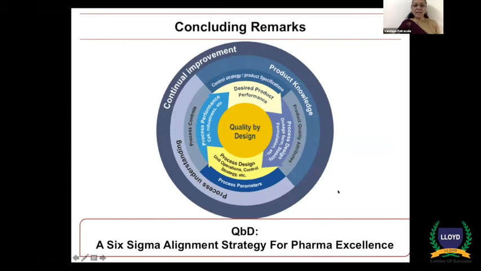So I would like to say that by giving these two examples, there is enough evidence that if you develop your products using a quality by design approach, you can achieve 6 Sigma. So QbD is nothing but a 6 Sigma alignment strategy for pharma excellence. So my earnest request to all those who are attending is to know your formulation very well, to know your critical materials very well, to identify the critical steps very well.